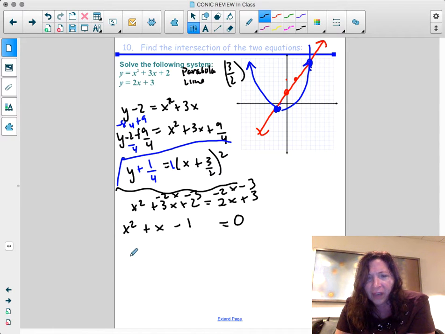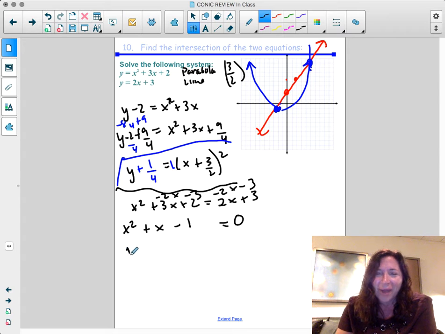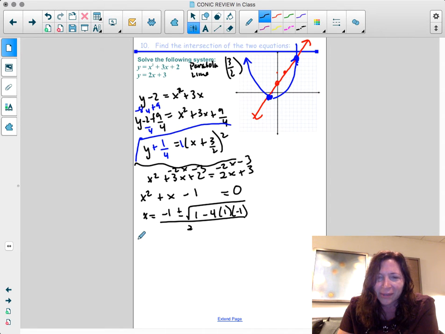So this is going to give me x squared. Oh, that's a 2x, so if I move the 2x over, I do get 1x. And if I move the 3 over, I do get minus 1. I'm going to have to use the quadratic formula because this is not going to factor. So x equals the opposite of b plus or minus the square root of b squared minus 4ac, all over 2a. Let's see what this looks like: negative 1 plus or minus the square root of 1 plus 4, which is 5, over 2.